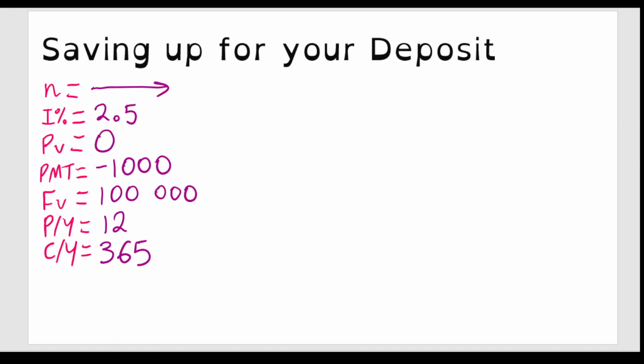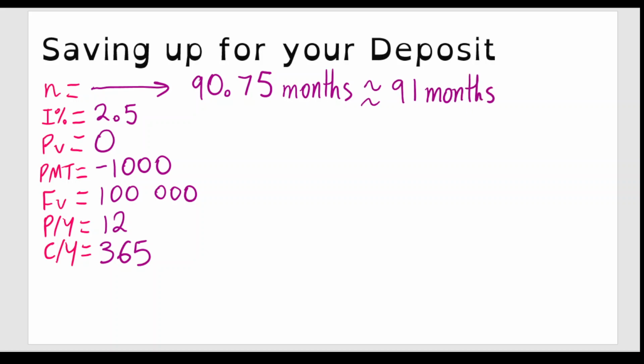When I put this into my calculator, I'm going to find that I have an N of 90.75. What that means is it's going to take me 90.75 months, because we need to refer to our PY here, to save up. When we're saving for something, we always round it up. So we're going to round that up to 91 months, because if I don't round that up, that's basically going to make me fall short of my savings goal.